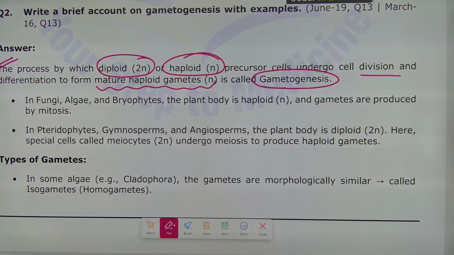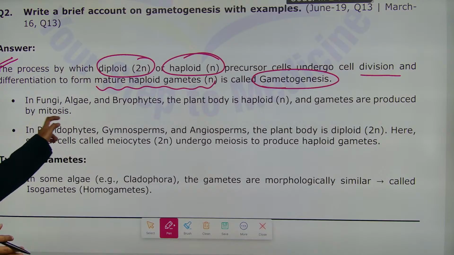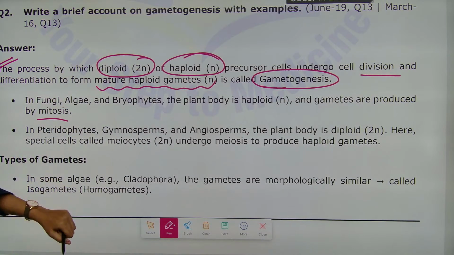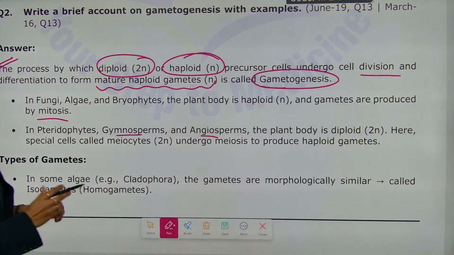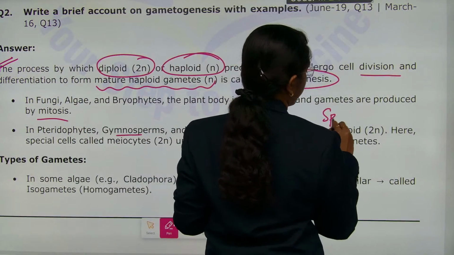Next, in fungi, algae and bryophytes, the plant body is haploid, and the gametes are produced by what process? Mitosis. Because the gametophytes are haploid, they give rise to haploid gametes by undergoing equational division. Next, in pteridophytes, gymnosperms and angiosperms, the main plant body is the diploid sporophytic plant body.